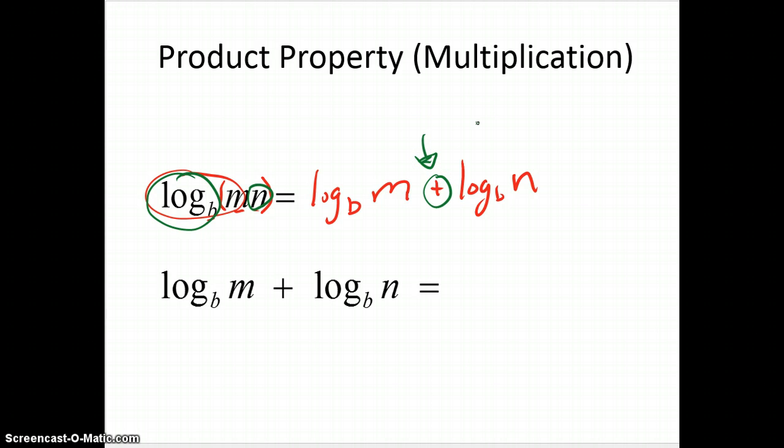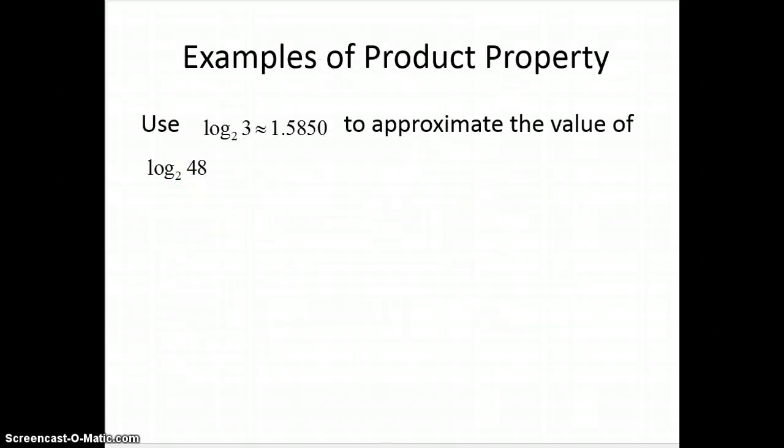We can also use it the other way. If we're given two logs with the same base, of any number or expression m and n, and they're added together, then we can say this is the same as log with base b of m times n. So it goes both ways, and it's going to be important to be able to use this going both ways in order to solve equations and simplify expressions.